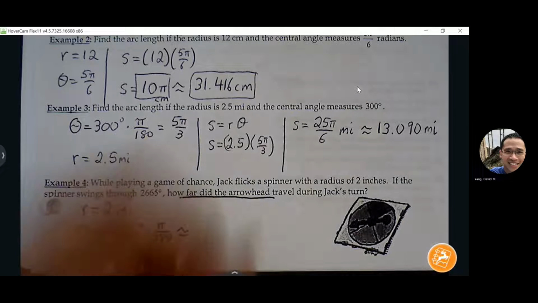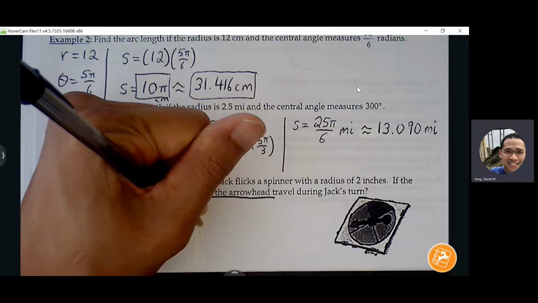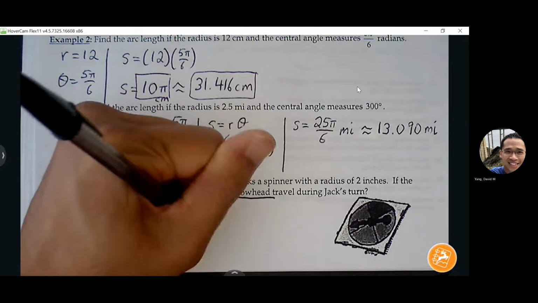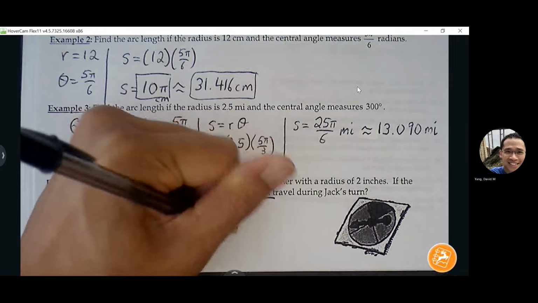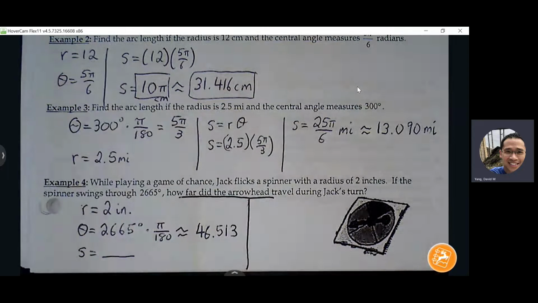Let me try that again here. You guys get that? 46.513. So we'll just do a decimal version of it, just easier to work with. So now that we have theta in the proper form, this is radians. Now I can find S.